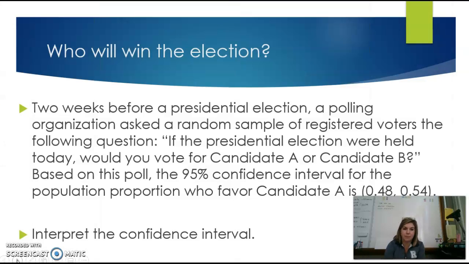Let's take a look at this example. 2 weeks before a presidential election, a polling organization asked a random sample of registered voters the following question: If the presidential election were held today, would you vote for candidate A or candidate B? Based on this poll, the 95% confidence interval for the population proportion who favor candidate A is 0.48 to 0.54. I want you to interpret what this interval means. Pause the video and unpause it when you're ready for the answer.